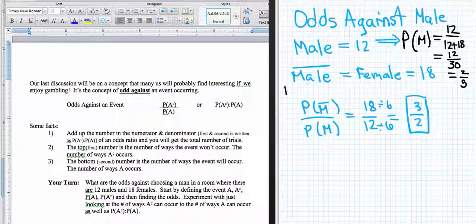And then the probability of not being a male, that would be giving us the 18 out of the same thing, the 30 total number, and divide by 6 is 3, and divide by 6 is 5.